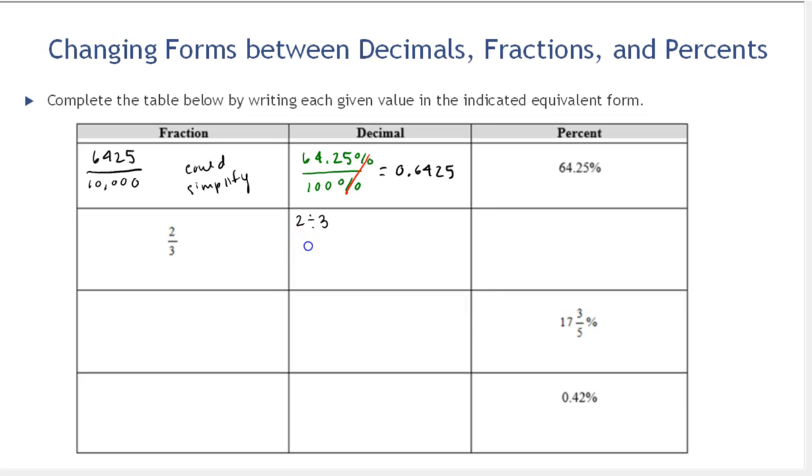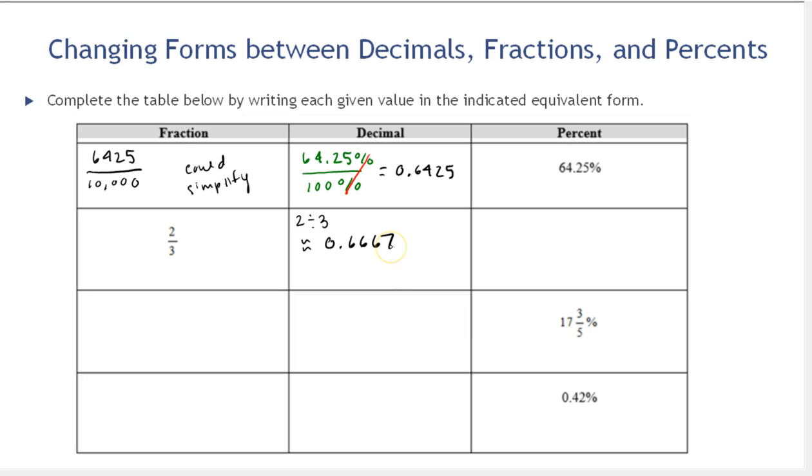So this is, actually we'll put approximately. When you draw the squiggly lines, it means approximately, and I'm using that instead of equals because we rounded, 0.6667.